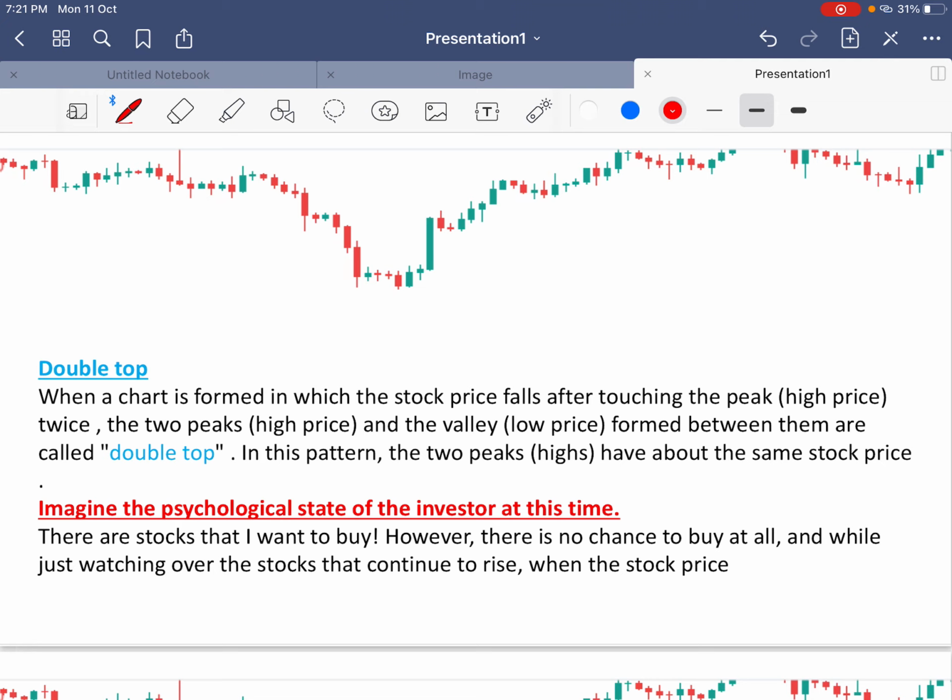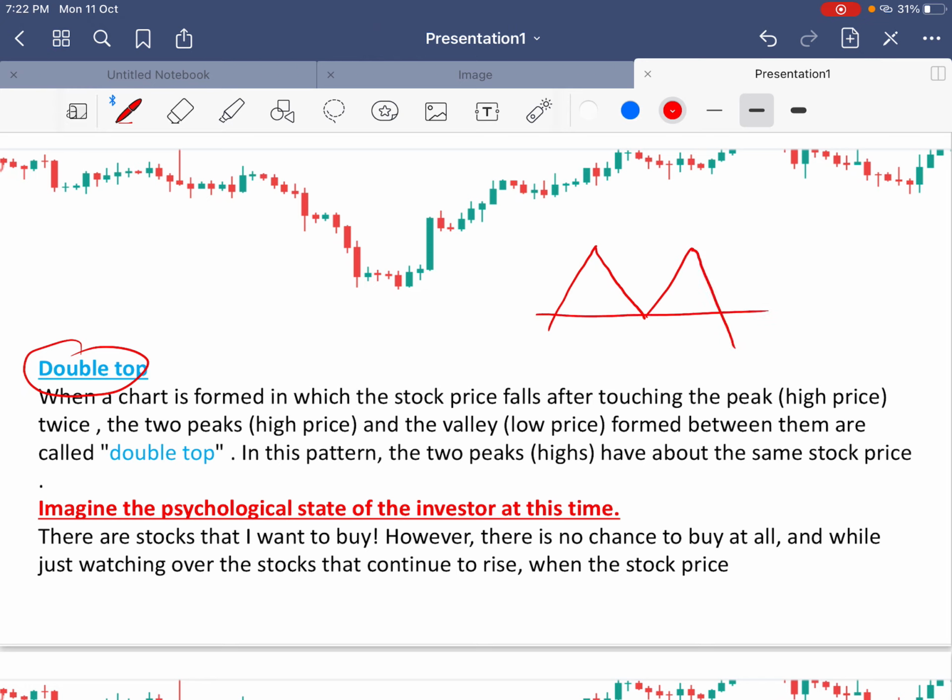As you can see from the slide, another one is the double top pattern. So double top, what does that mean? Double top, as the name implies, means the trend might trade like this, then this, then this, and then like this.